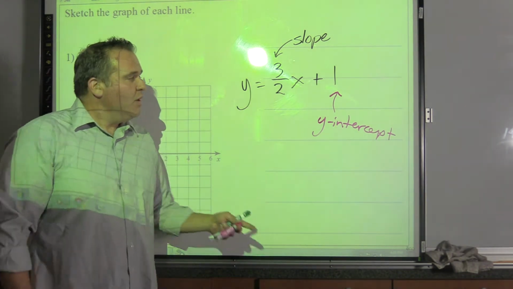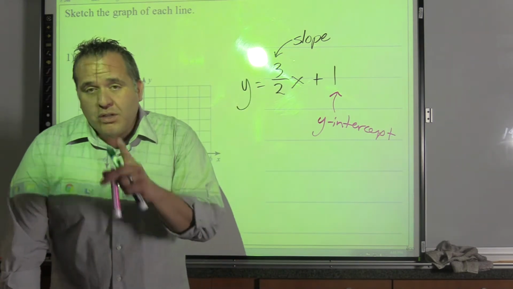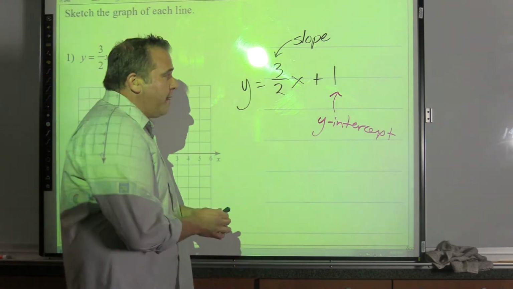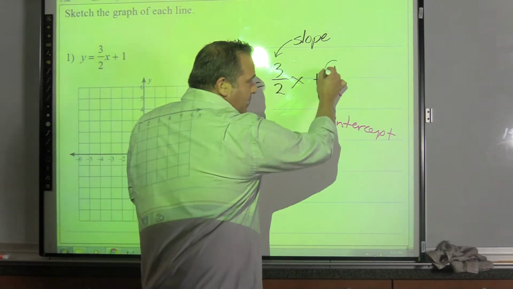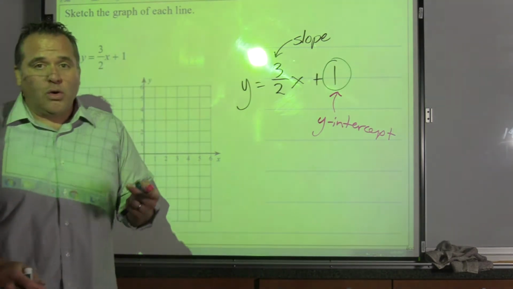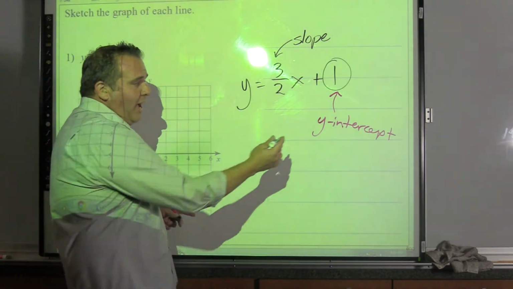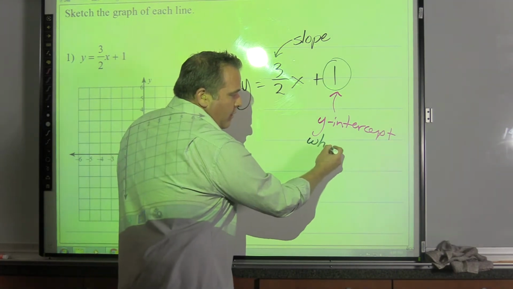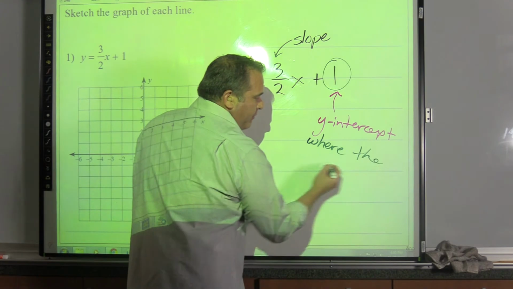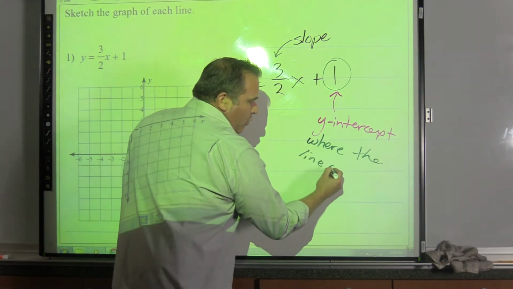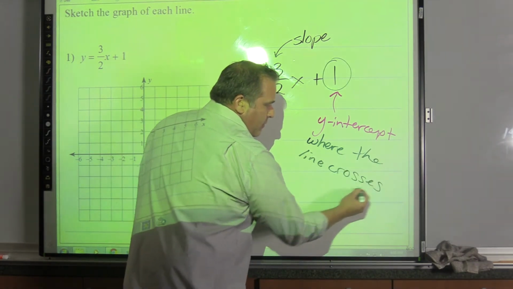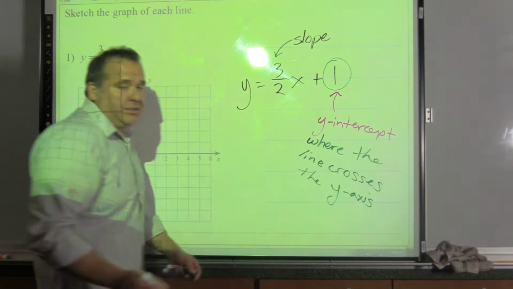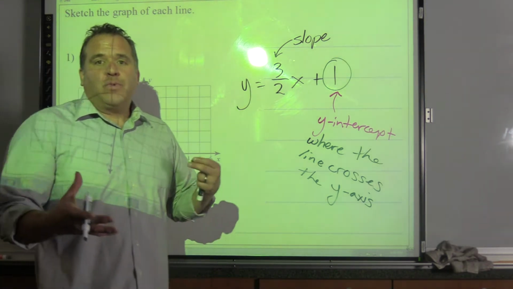Now, the first thing you will always graph is the y-intercept, okay? So this number right here, you are going to graph. The y-intercept is where the line crosses the y-axis.